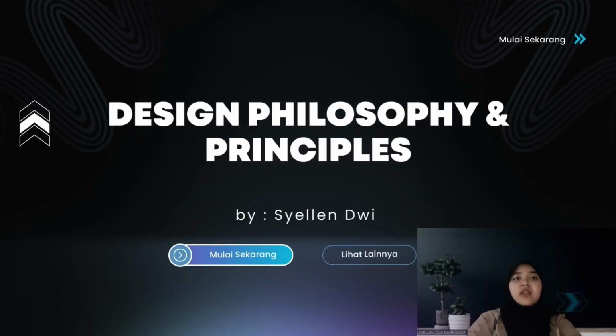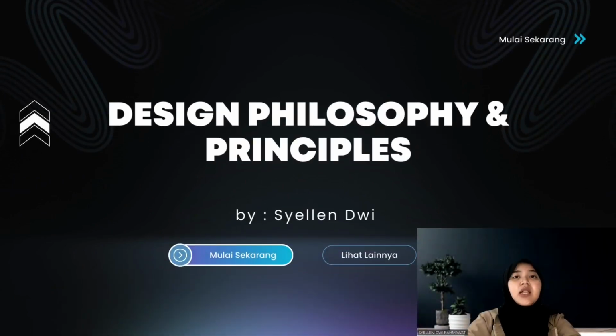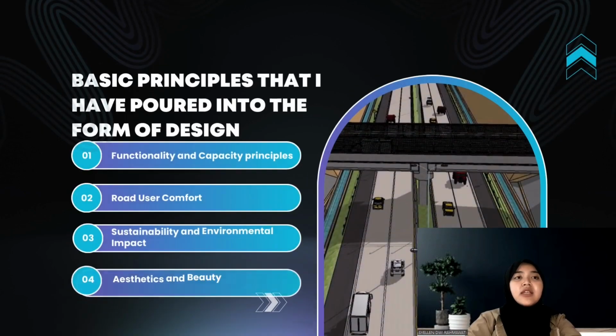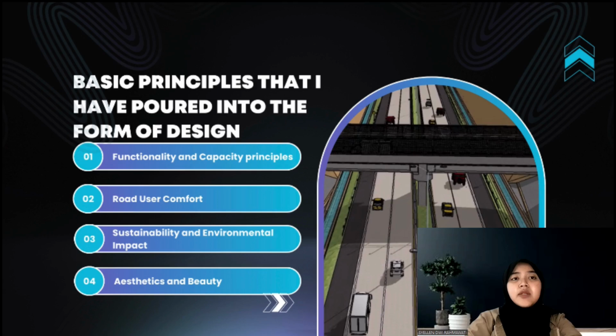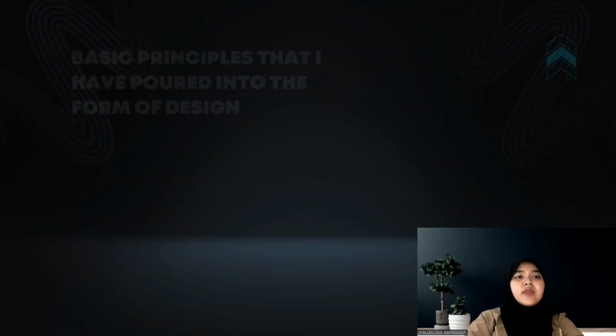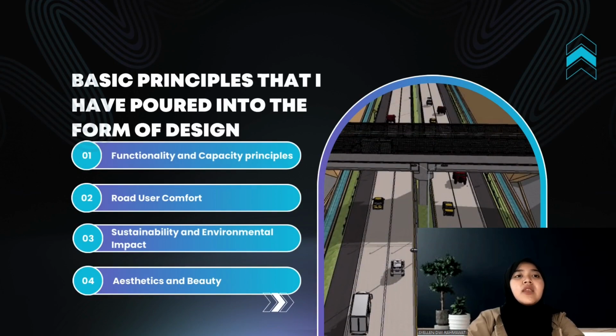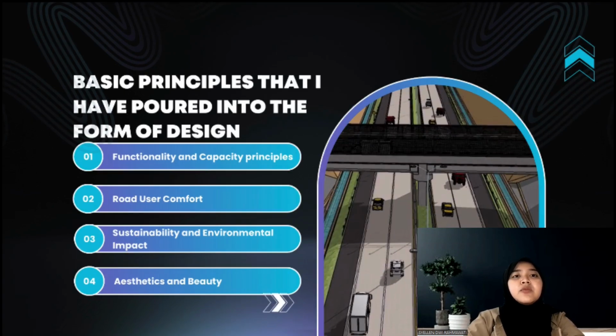The drawing of the Trans Sumatera Toll Road that I made has basic principles that I have put into the form of design, including the first one, functionality and capacity principles. Meet traffic needs because the toll road capacity must be able to accommodate the traffic volume both now and in the future. Smooth vehicle flow, with toll road geometry design, such as the number of lanes, line width, and bend radius, must be optimized to minimize congestion and smooth vehicle flow. The second one, road user comfort. Road surface should be smooth and flat to provide driving comfort and minimize the risk of accident.